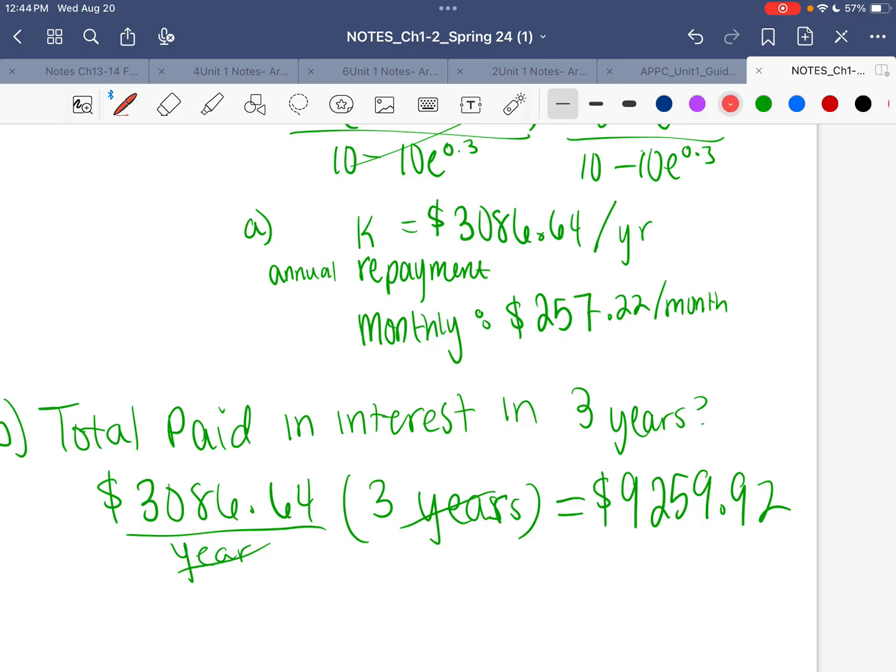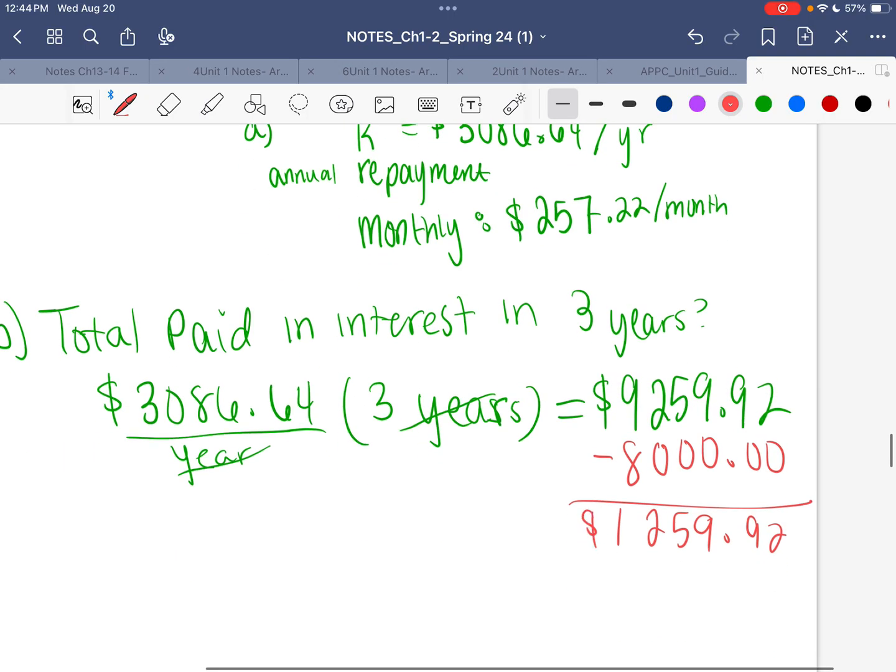So how much did we pay in interest? Subtract the initial principal amount, $1,259.92 in interest.